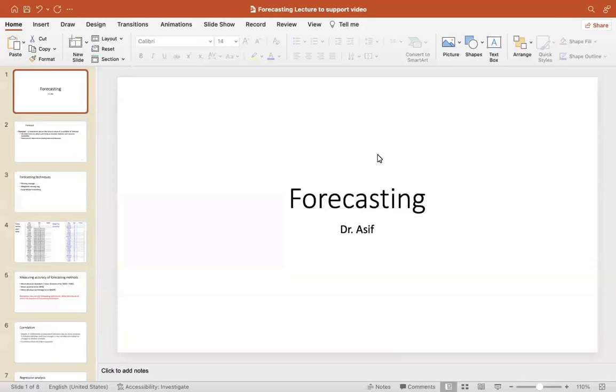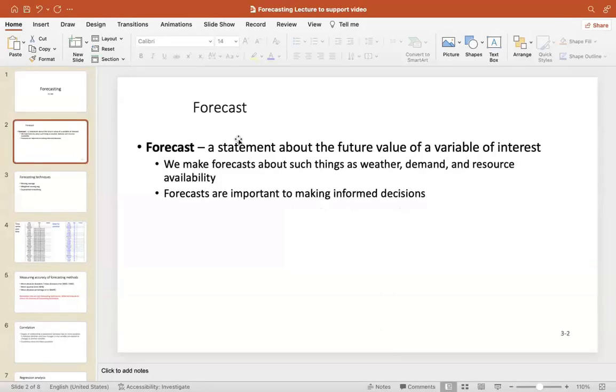This video is about forecasting. A forecast is a statement about the future value of a variable of interest. That variable of interest could be anything. It could be demand for something, quarterly demand, yearly demand, monthly demand. It could be about inventory related decisions. We make forecasts about such things as weather, demand, and resource availability.